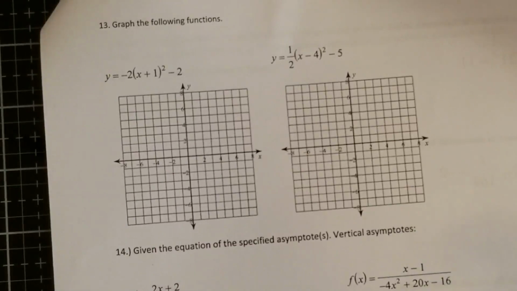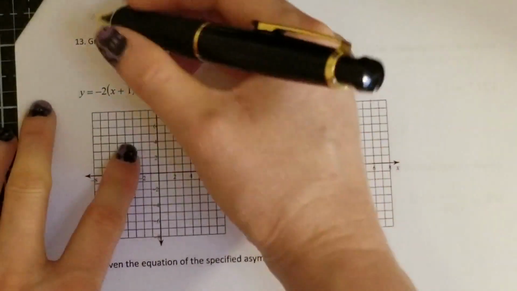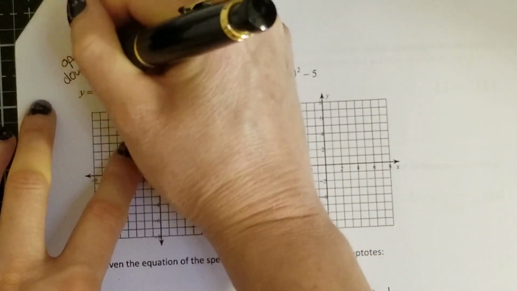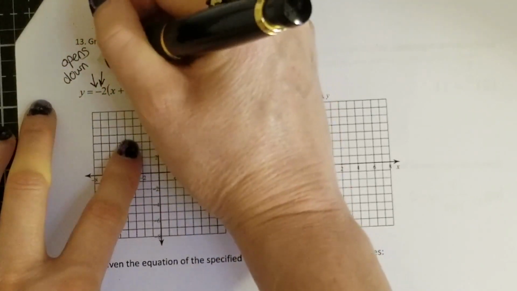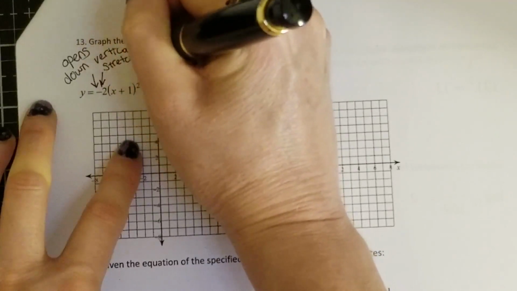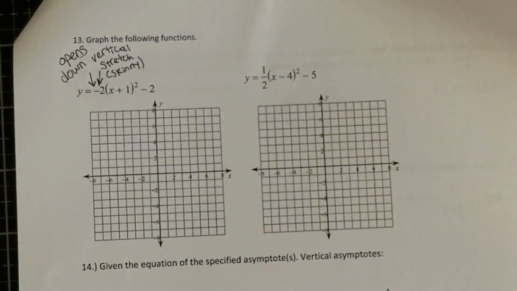Okay, number 13. So graph the following functions. And these are just rough sketches. So the negative tells me it opens down. The 2 tells me it's a vertical stretch. So that means skinny. And I remember this because it's backwards from your normal bathroom scale. So the larger the number, the smaller the graph. S for skinny or small, S for stretch, for vertical stretch.